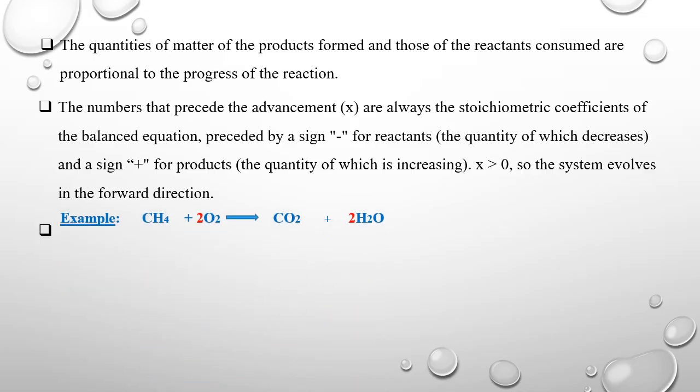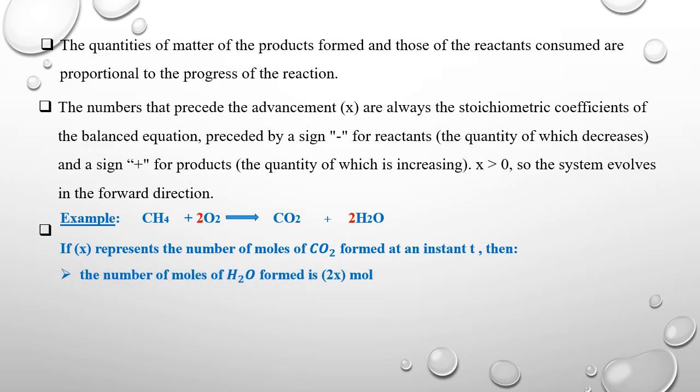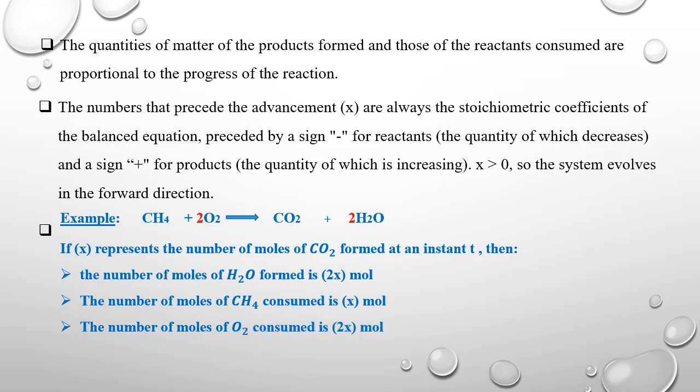For example, CH4 plus 2O2 gives CO2 plus 2H2O. If X represents the number of moles of CO2, it is a product, formed at an instant t, then the number of moles of H2O formed is actually 2X in moles. The number of moles of CH4 consumed, because it is a reactant, is X. The number of moles of O2 consumed is 2X.